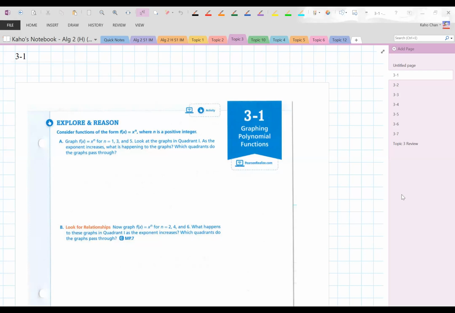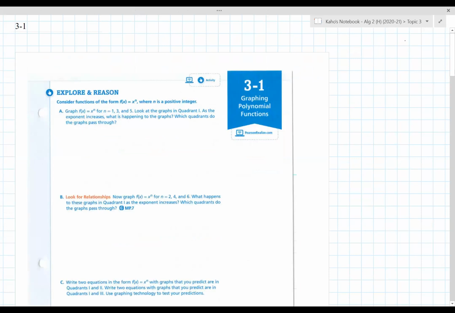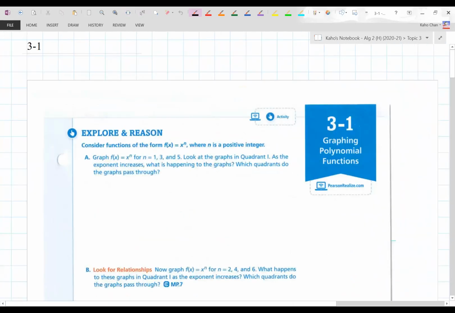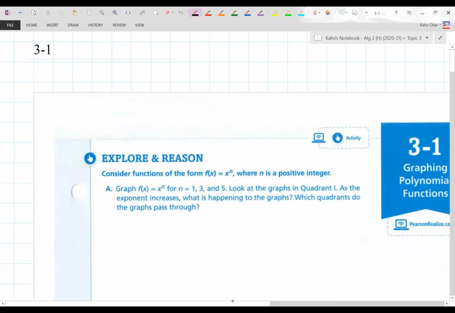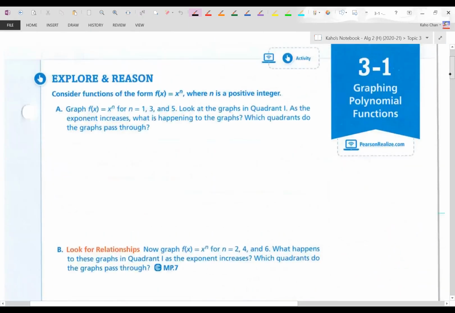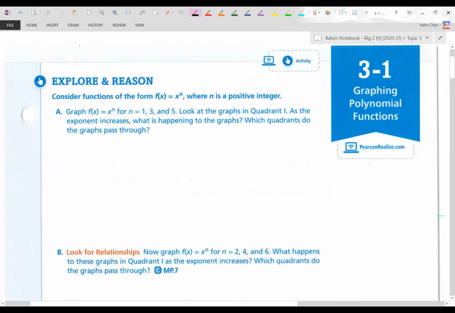I'm about to do lesson 3-1, graphing polynomial functions. When you get a chance, please turn to page 61 of your note taker. So let's get started here. Zoom in a little bit, maybe a little more. Great. So I like to look at this whole chapter as being just about polynomials.